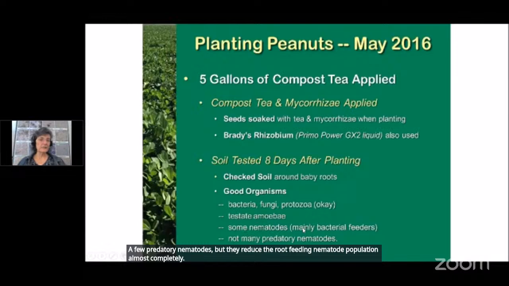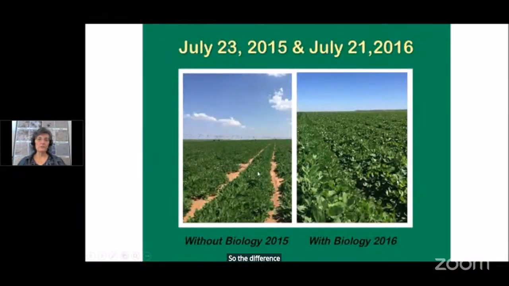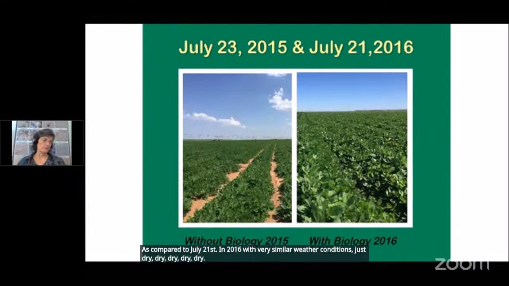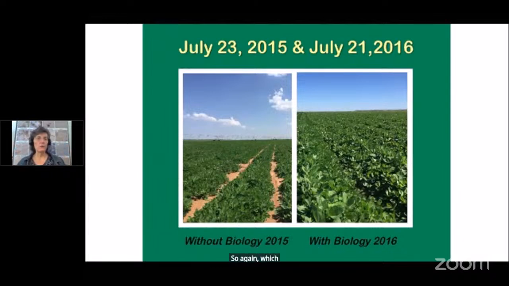So the difference, this is what the crop looked like on July 23rd in 2015 as compared to July 21st in 2016, with very similar weather conditions, just dry, dry, dry. So again, which crop do you want to be growing? You get closure of the rows here and you don't have weed problems. You help maintain moisture underneath those plants as they get bigger and prevent evaporation from the surface of the soil. So all kinds of benefits.